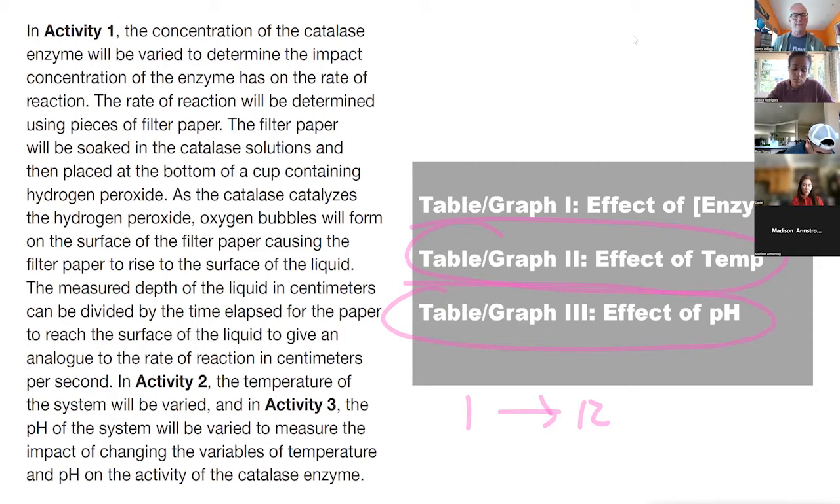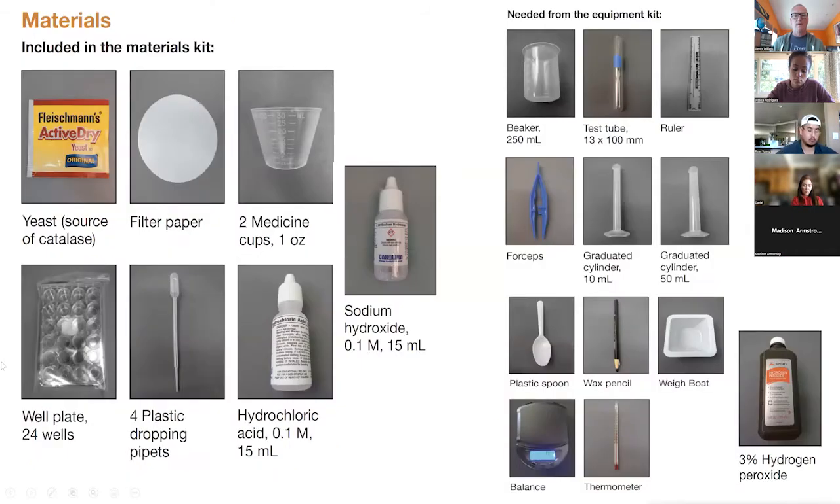All right, let's see how we're going to set this thing up. So you need a lot of stuff for this one. This particular bag has the yeast in it, a piece of filter paper, the 2 medicine cups, and a 24 well plate, which is really useful for doing dilutions. If you want to do a series of dilutions, having a plate like that makes it a lot easier. We have 4 pipettes that we're going to be using to measure both the enzyme solution and water. So we'll have different concentrations.